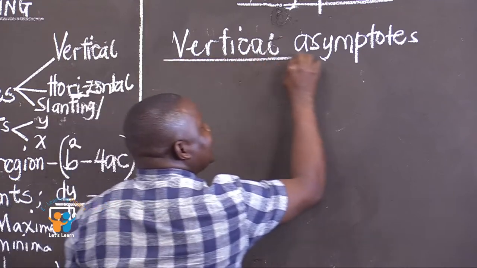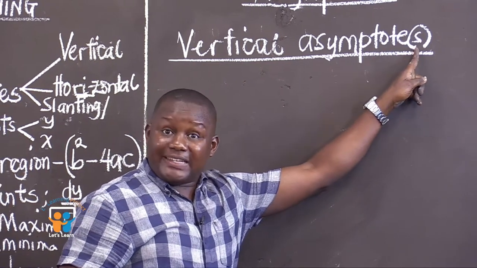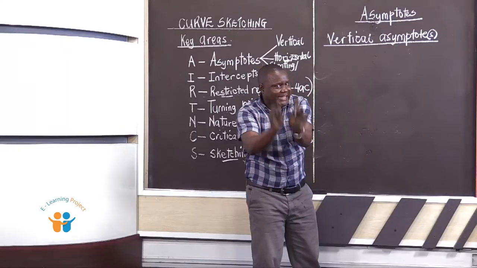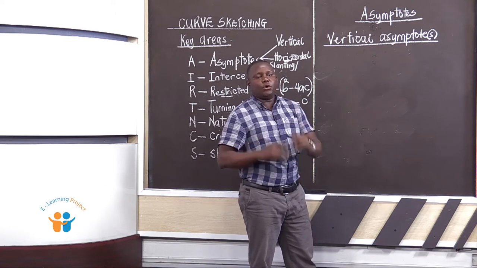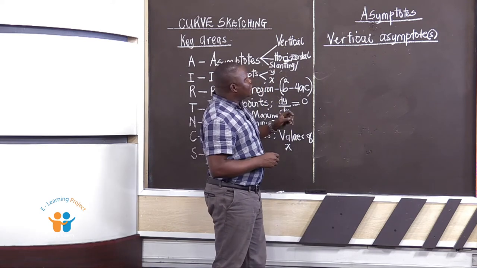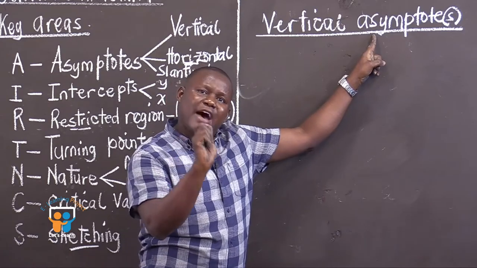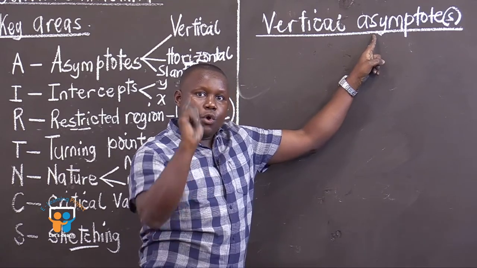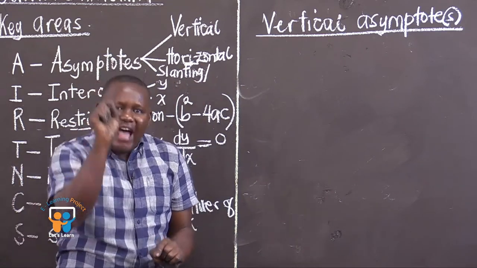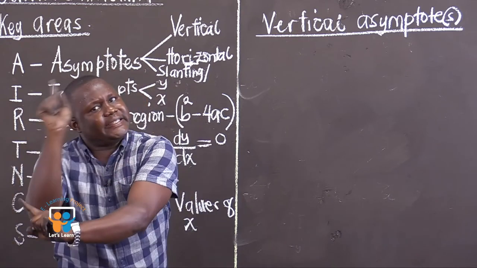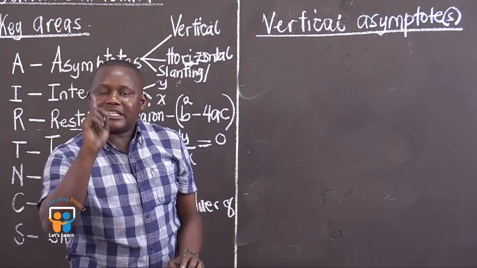Vertical asymptotes. The vertical asymptote can be only one, or there can be more than one. We put this S in brackets to indicate that, depending on the question set, you may be able to find one asymptote that is vertical or more. I would like to take you through how we find this one here. The vertical asymptote, by definition, is a value of x that makes y tend to infinity. The value of x that makes y tend to infinity is known as the vertical asymptote.